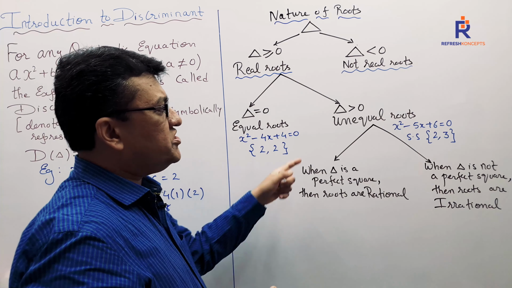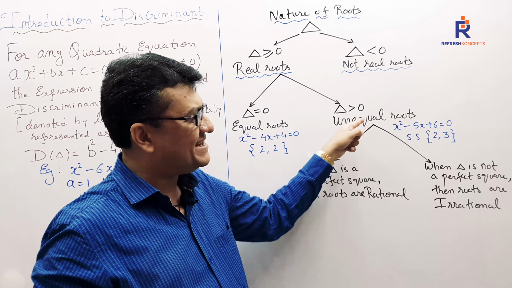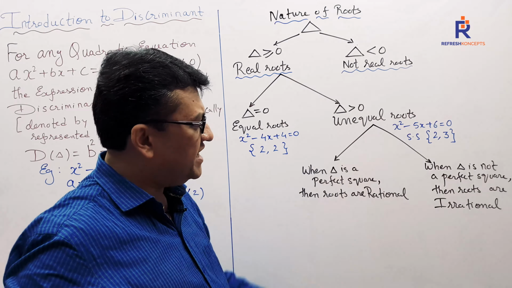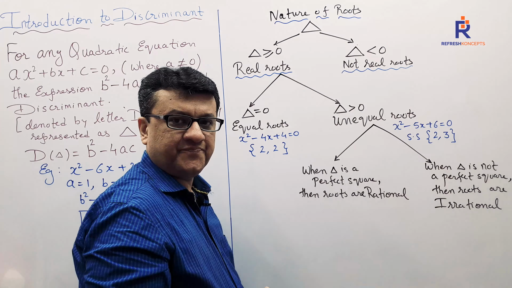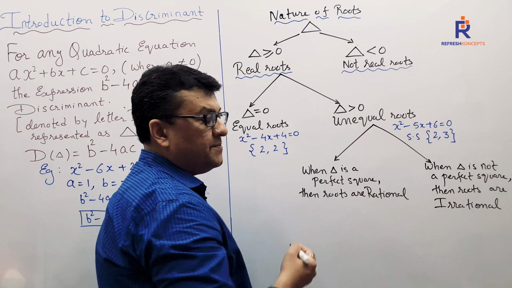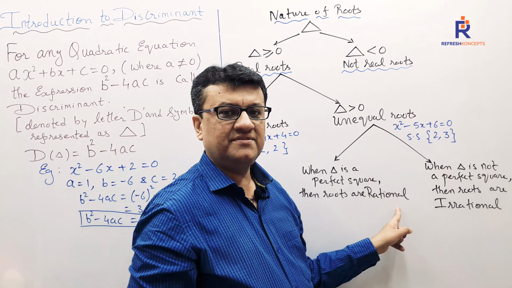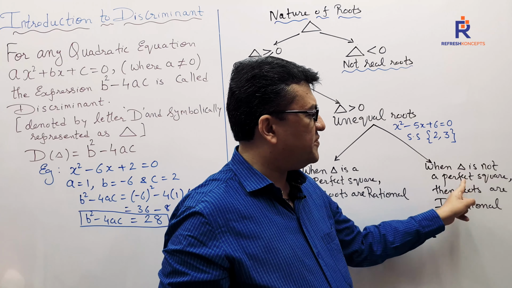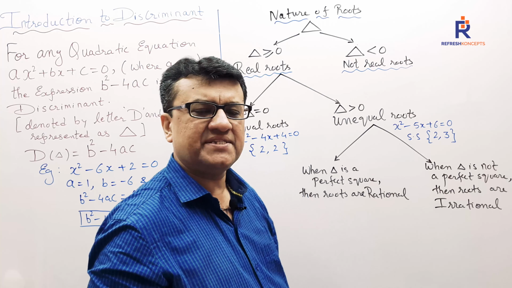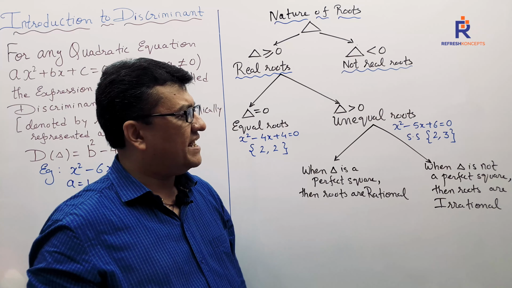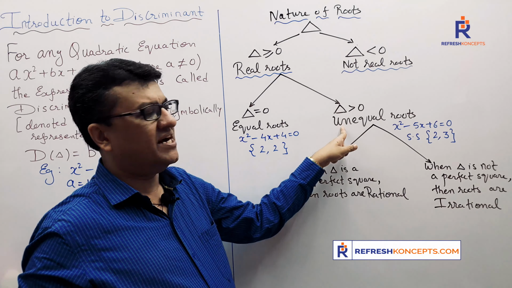What if the roots are unequal? That means if delta, B square minus 4AC, is greater than 0. What if the roots are unequal? Again, when delta is a perfect square, then the roots are rational. When delta is not a perfect square, then the roots are irrational. Let me make you understand that also. So having said that delta will be greater than 0, if delta is greater than 0, roots are unequal.